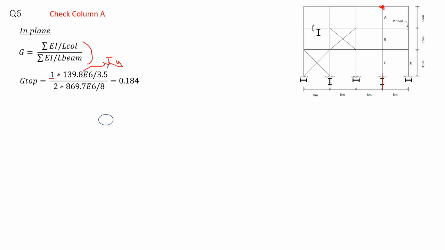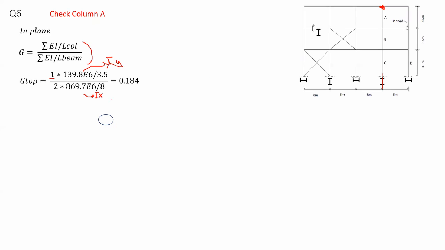Now I consider the beams. For the beams at this point, again the G top, I have 2 beams connected to it. And those beams have IX, they are bending about the x-axis, the strong axis. Therefore, I take the moment of inertia IX, and I divide by 8 because of the length.